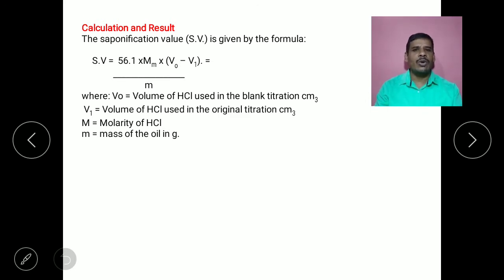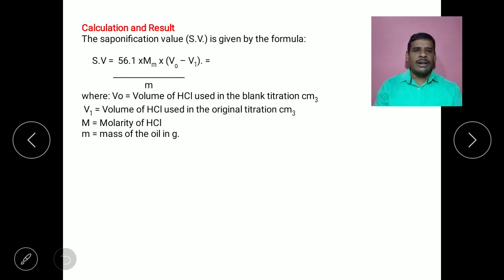Capital M is the molarity of the HCl. We already know that the molarity of the HCl is 0.5, because HCl is the standard solution. Small m is the mass of the oil in grams, that is, how much of that particular oil or fat we measure at the first step. This weight is also very important. In this way we can easily calculate the saponification value of the oil or fat.